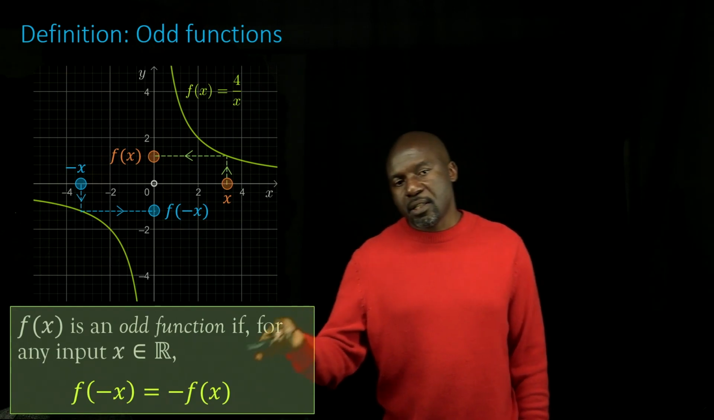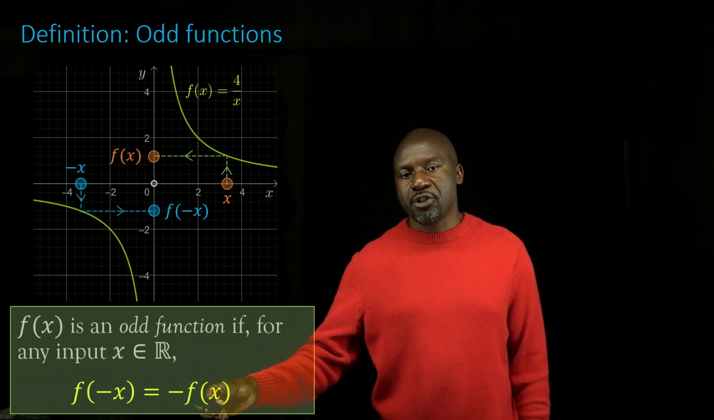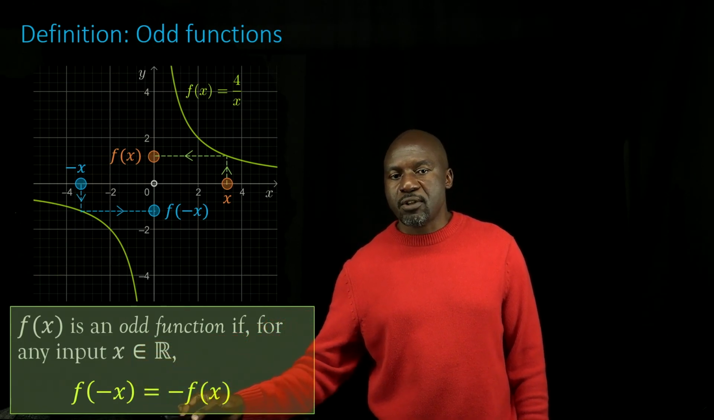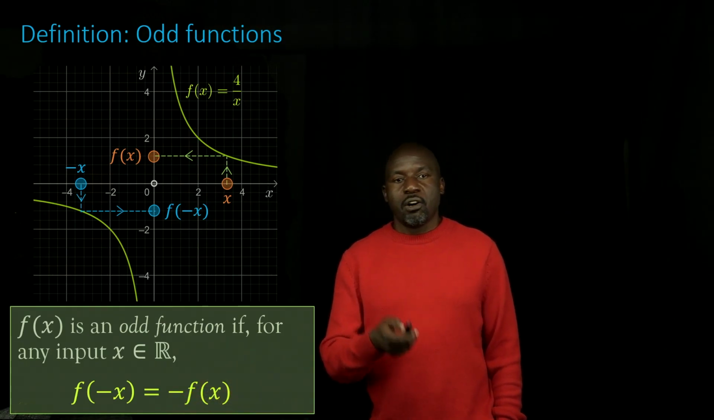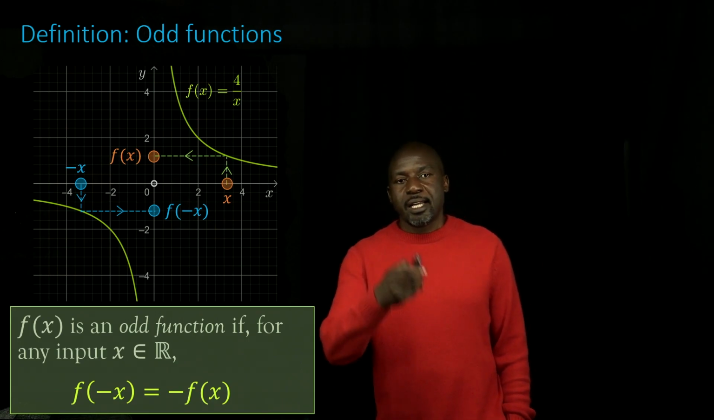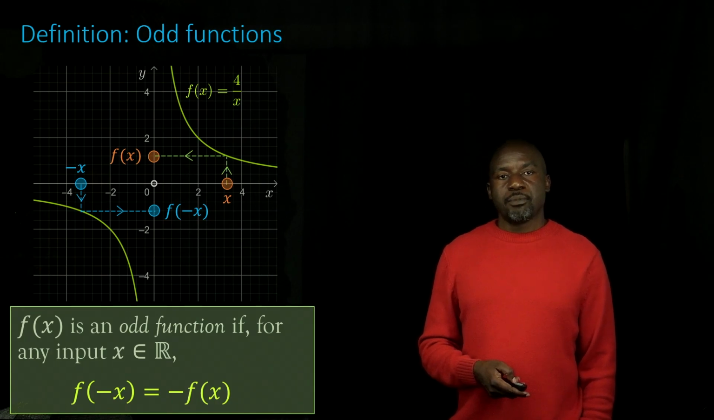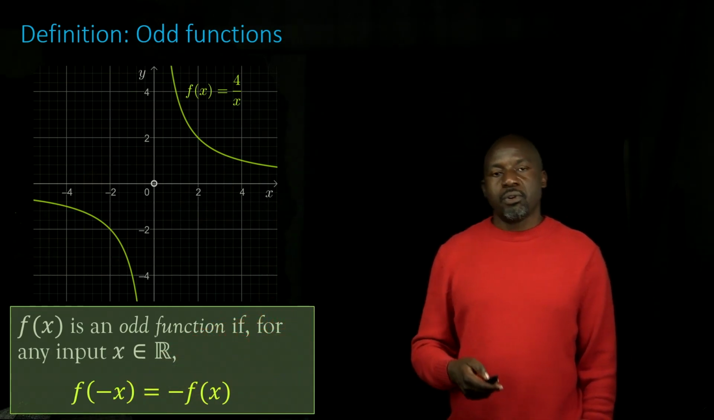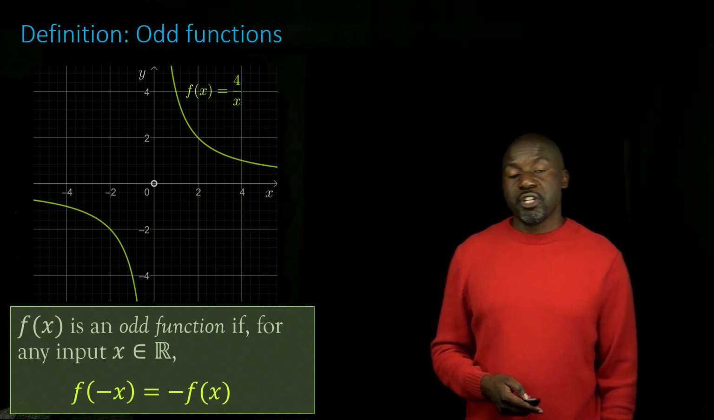So notice this is different from the case of even functions, because in the case of even functions, f of negative x is exactly equal to f of x. So there is no negative here. Okay? So this is how we differentiate odd functions from even functions. Let's look at some questions related to odd functions. So we're going to use this same idea to show whether a function is even or odd or not.